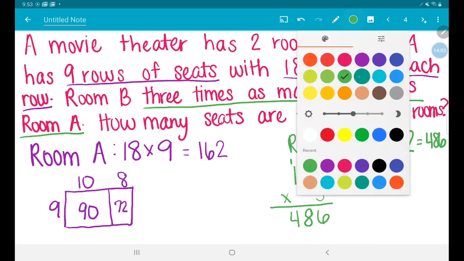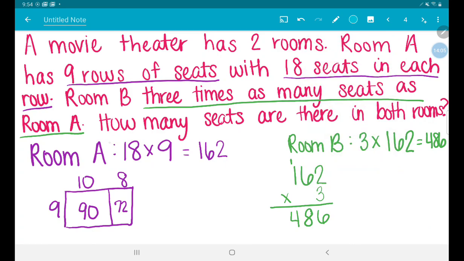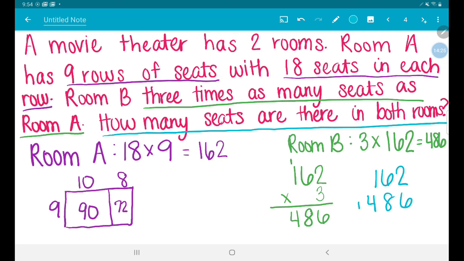Okay, so now we've got to figure out if we're finished answering our question or not. No. It says how many seats are there in both rooms? So what am I going to have to do? Add each of those numbers. Room A had 162 seats. Room B had 486 seats. So we need to add those together. 2 plus 6 is 8. 6 plus 8 is 14. Regroup my 1. 1 plus 1 plus 4 is 6. So there are 648 seats in both theaters.